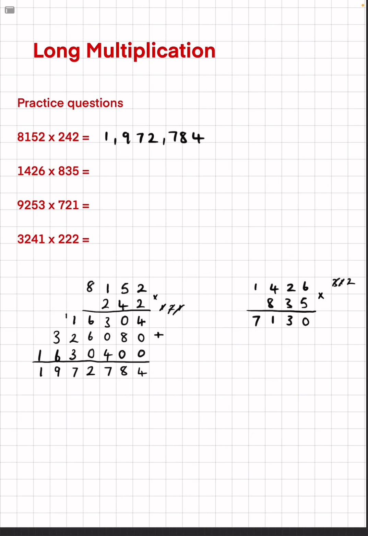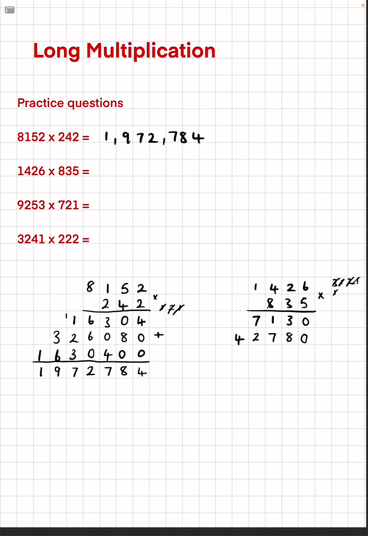Instead of doing 30 multiplied by 6, we're going to put the 0 here and make our calculation easy. 3 times 6 is 18. Put the 8 down, carry the 1. 3 times 2 is 6. Add 1 is 7. 3 times 4 is 12. We put the 2 down, carry the 1. 3 times 1 is 3. Add 1 is 4.